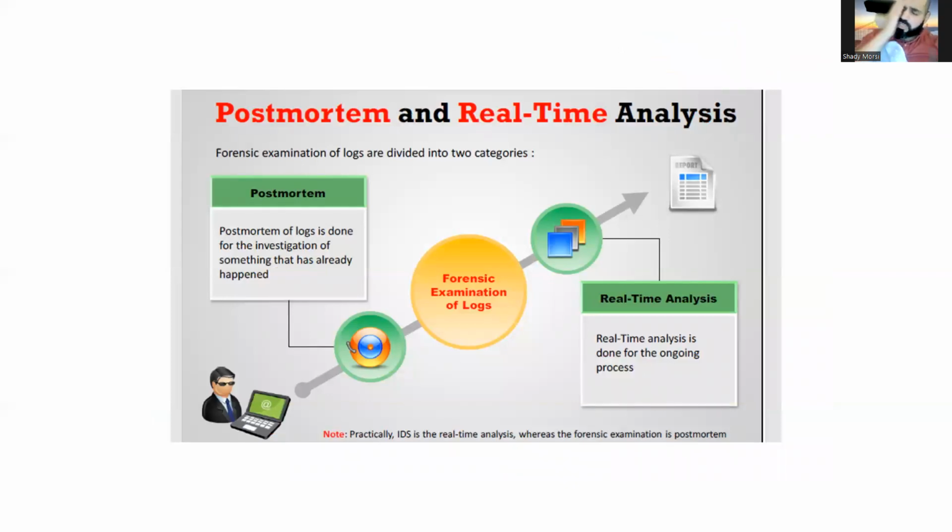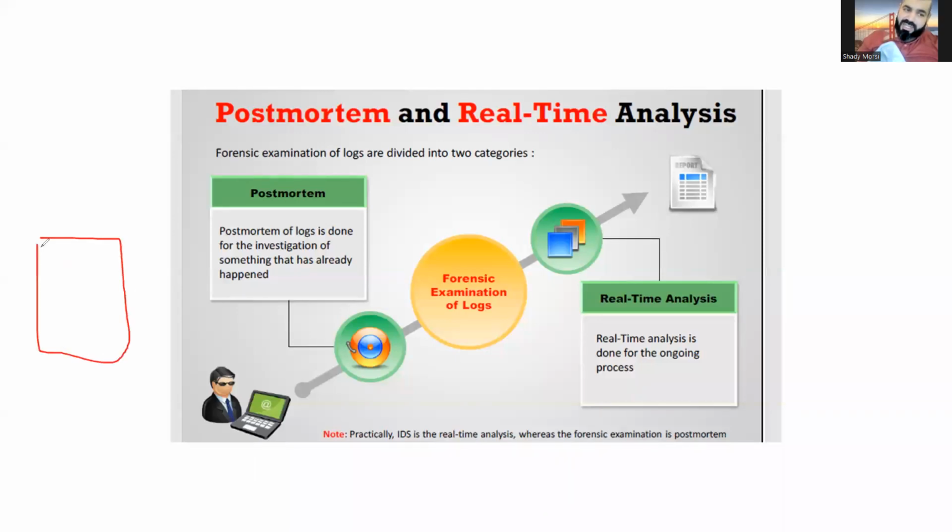Okay, there are two types of analysis. If you allow me to show you here, there are two types of analysis, especially in the network. There is real-time analysis, and there is post-mortem analysis. And the difference between them, okay, some of them are historical analysis.